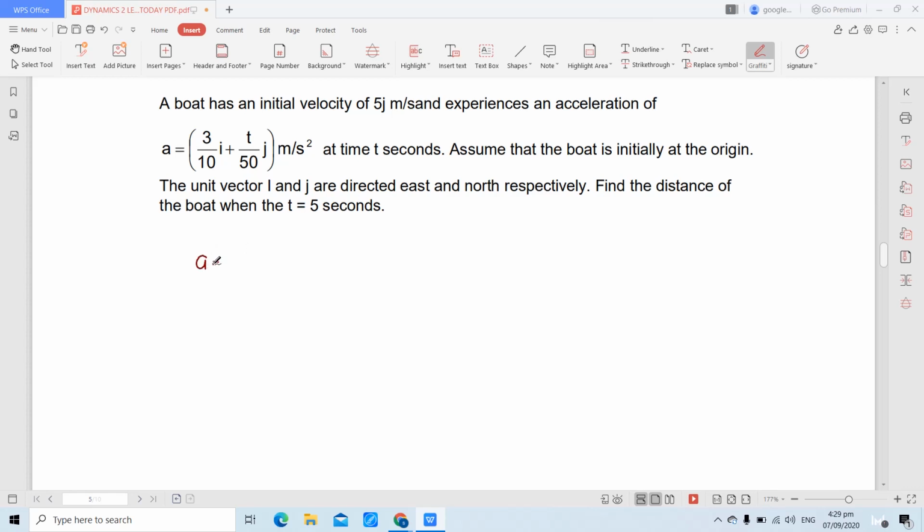Okay, rewrite lang natin ulit yung ating binigay na equation. A is equivalent to 3 over 10i plus t over 50j. Ang napapansin sa ating binigay, it is expressed in vector form, i and j. Since meron lang tayong i tsaka j, may motion siya kay i, may motion siya kay j, that is 2-dimension motion. Pwedeng 3-dimensional also. Meron lang tayong variable ni vector k.